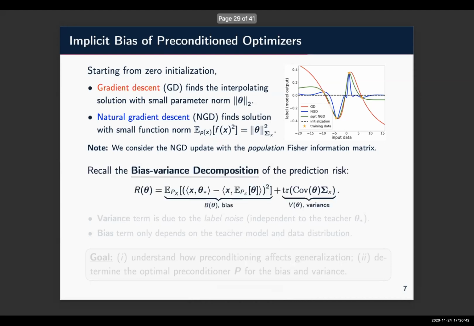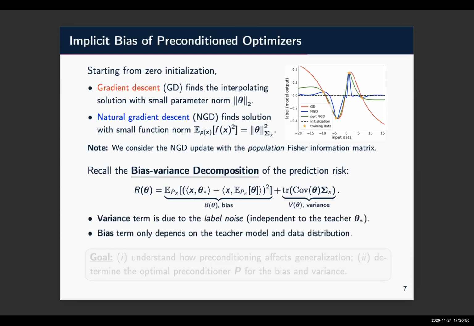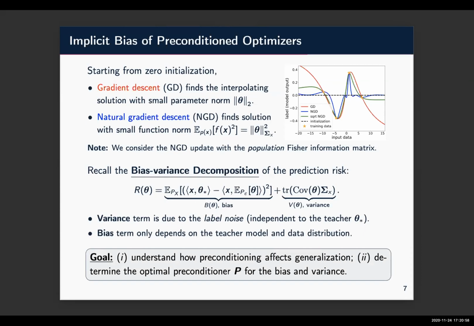So recall that the generalization error or the prediction risk can be decomposed into the bias component and the variance component. The bias term tells you how well you're learning the teacher model, and the variance term describes the stability of the learned function under label noise. So now we're going to analyze these 2 terms separately and determine the optimal preconditioner for each term.